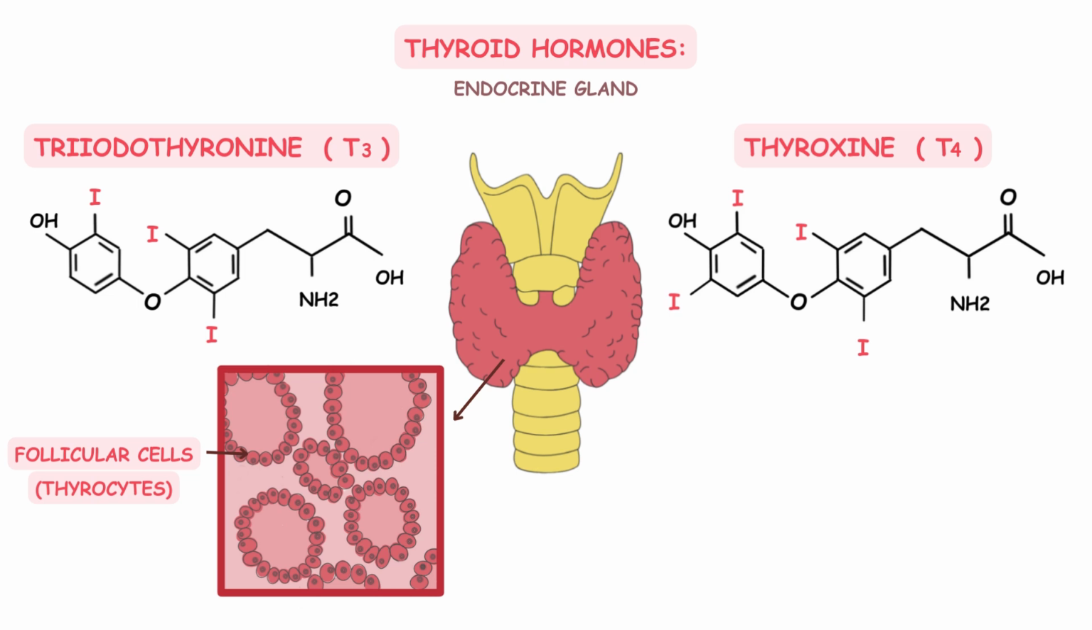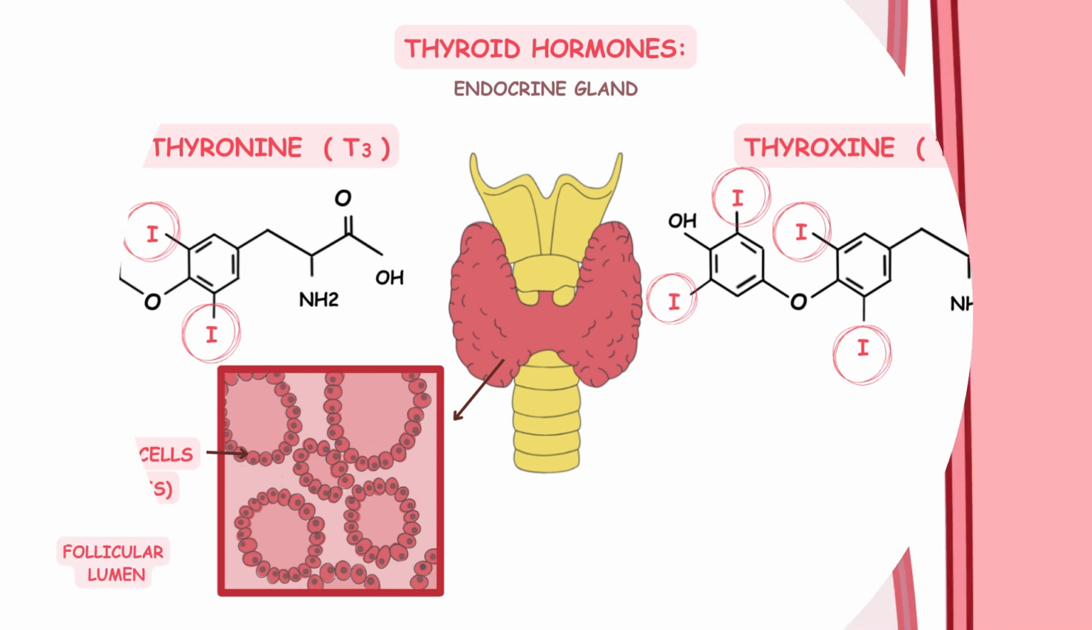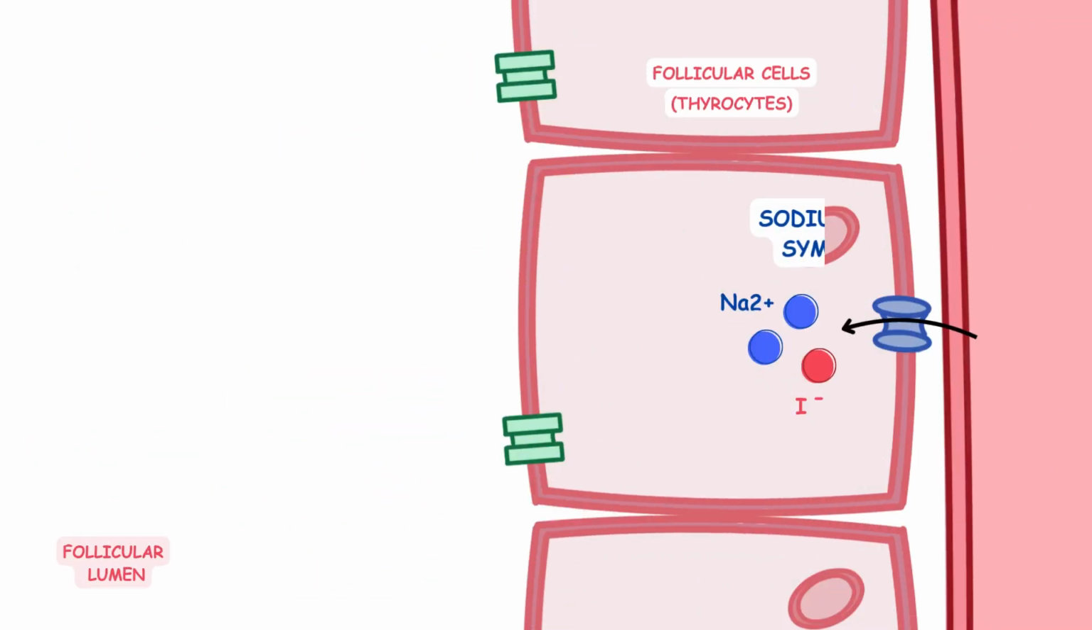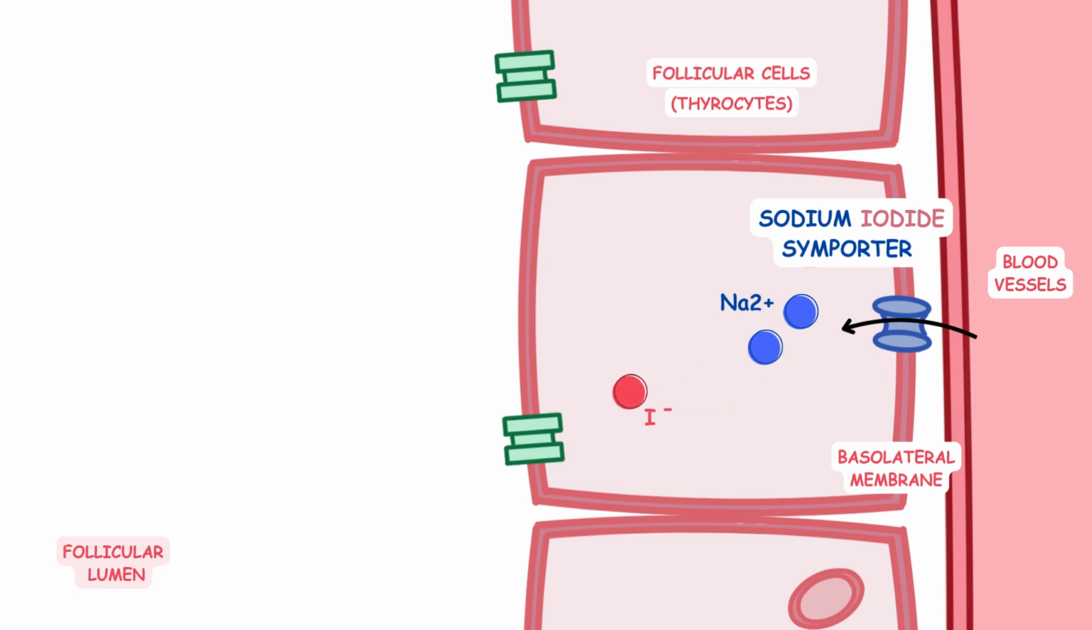For this activity, they require iodine. They absorb iodine from the bloodstream through the sodium iodide symporter, located on the basolateral membrane, which is the side of the cell that is in contact with the blood vessels that supply the cells. Iodide from the follicular cells is transported to the follicular lumen via a specialized transporter called pendrin.